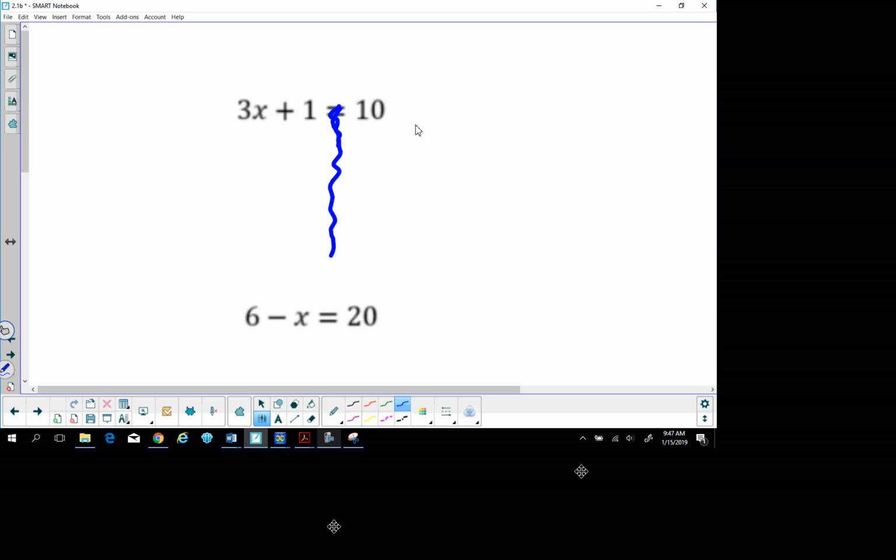Does anyone not have the sheet, the half sheet that looks like this? Raise your hand so I can pass it out. Anybody else not have it?